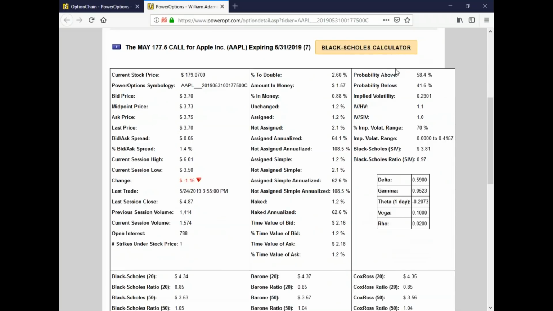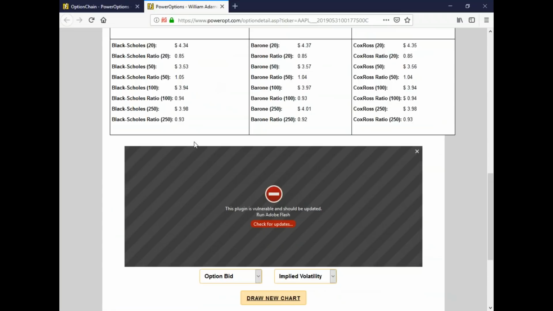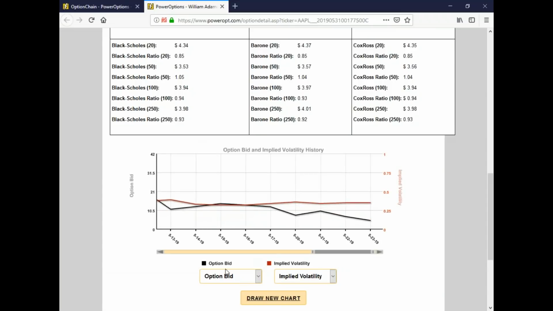Your Greeks are over here. You've got your probabilities, implied volatility, percent implied volatility range, and much more. But down below, we have a historical graph of the option prices, not in a candlestick.